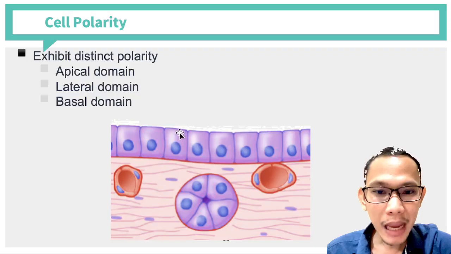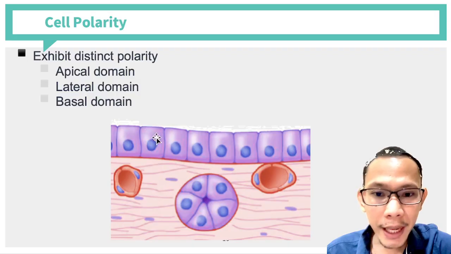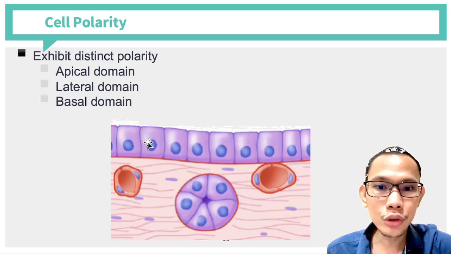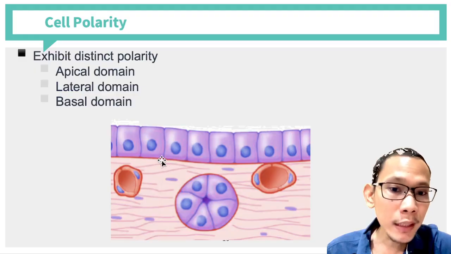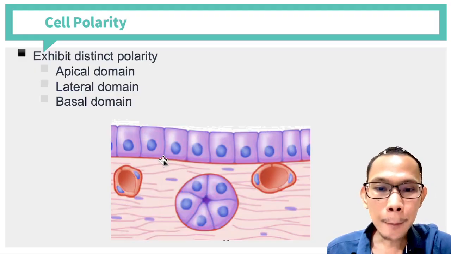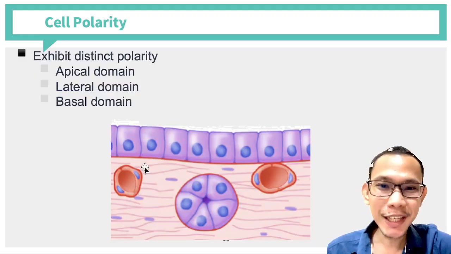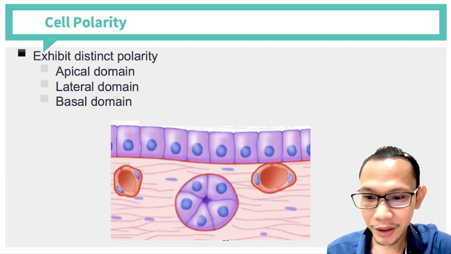Again, review. Apical domain is directed to your lumen. This is your lateral domain, the domain that will communicate with the adjacent epithelial cells. And lastly, your basal domain separates your epithelial tissue from your connective tissue. Please remember this cell polarity.